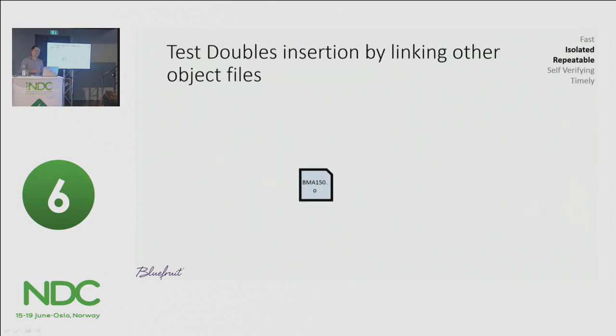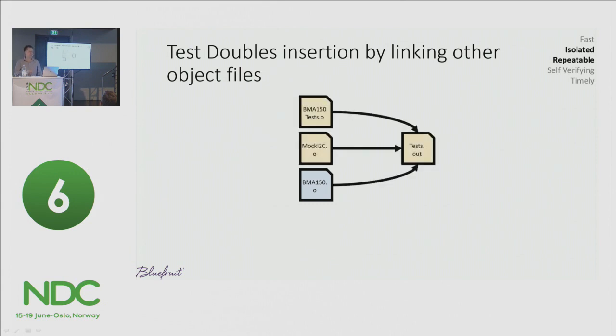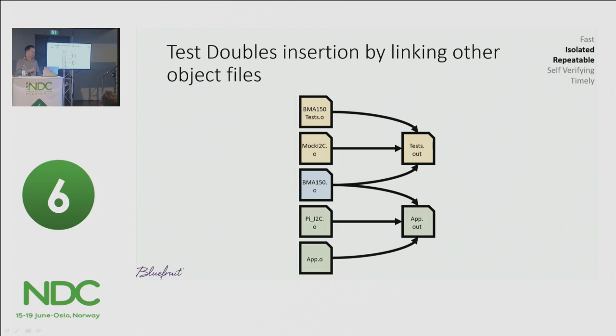The trick with this technique is that I switch the code implementing the dependency at link time. So when I want to test the code, I link the mock I2C and the tests. And when I want to build the application, I link the Raspberry Pi I2C and the application code. The important part is that these two files contain different definitions of the same methods.